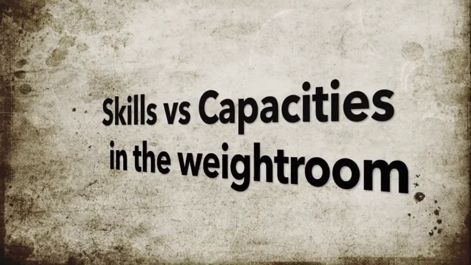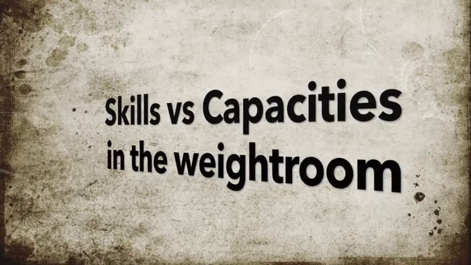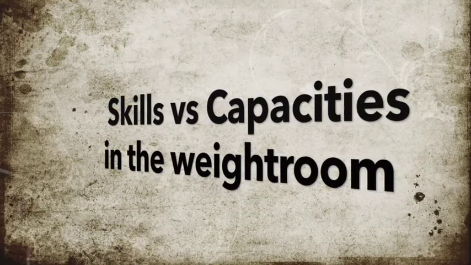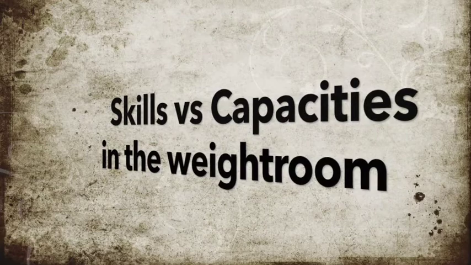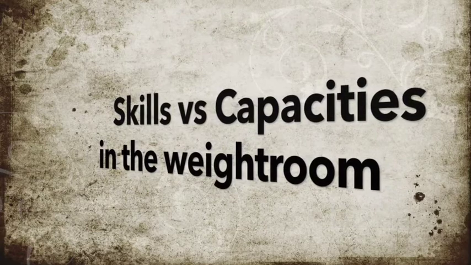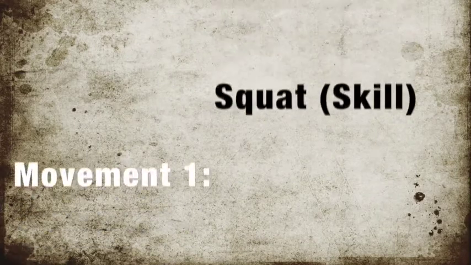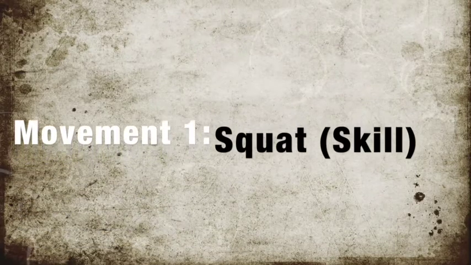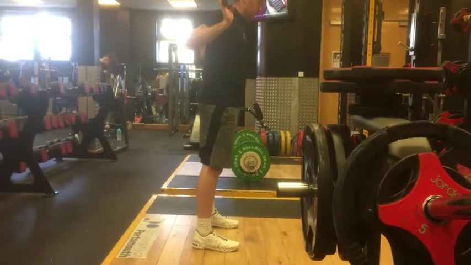This vlog will observe two athletes performing a back squat pattern and two athletes performing a hinge pattern, both of which will feature one athlete with a lack of coordination and motor control to execute the pattern optimally, and another athlete whose performance of the pattern is limited by their individual capacity. The first movement observed will be the squat pattern for the athlete with a skill deficit.